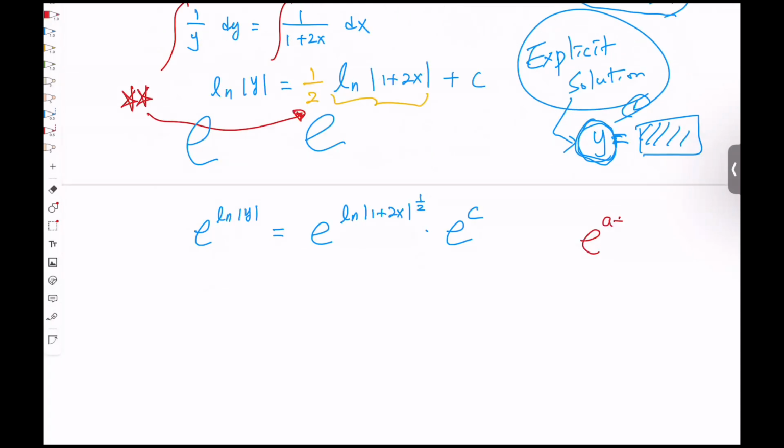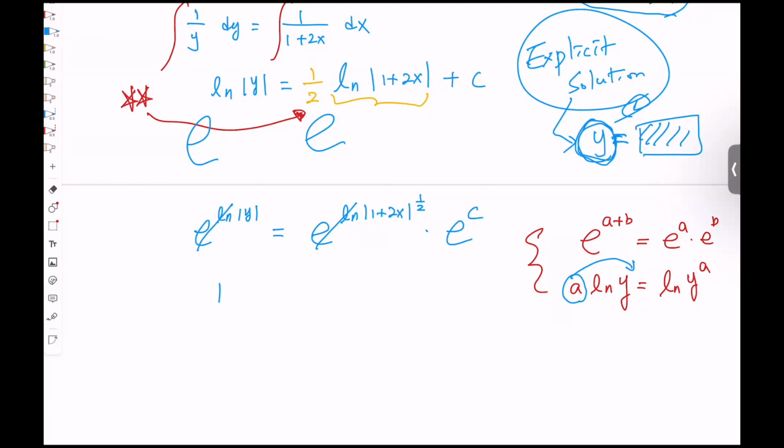e to the a plus b is e to the a times e to the b because their bases are the same. So the powers we can just add or subtract. And then log functions: a ln y is ln y to the power of a. You can take any number in front of ln and move it to the power. Then e to the ln will cancel out. You're going to have y equals |1 plus 2x| to the 1 over 2.